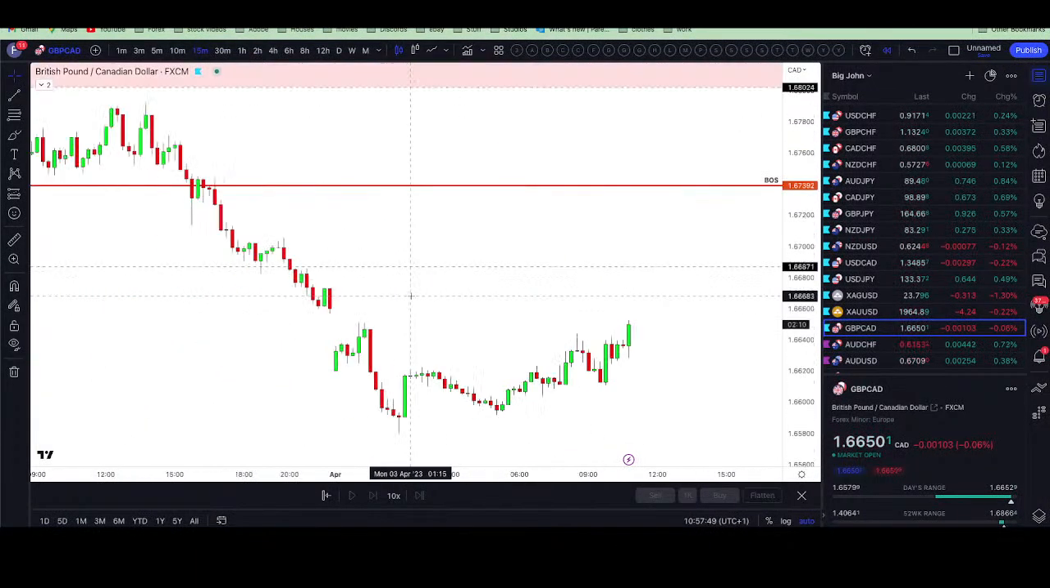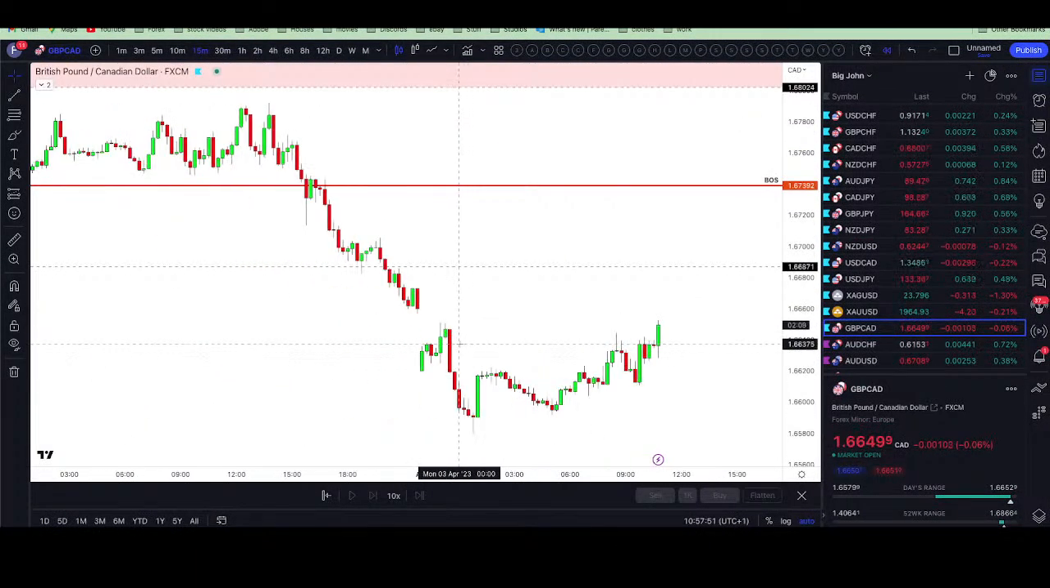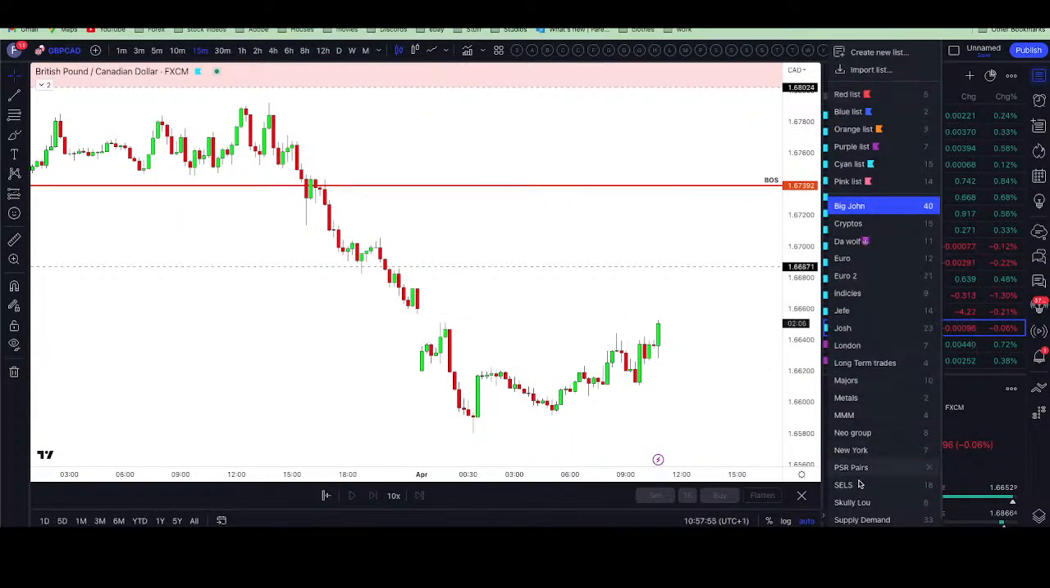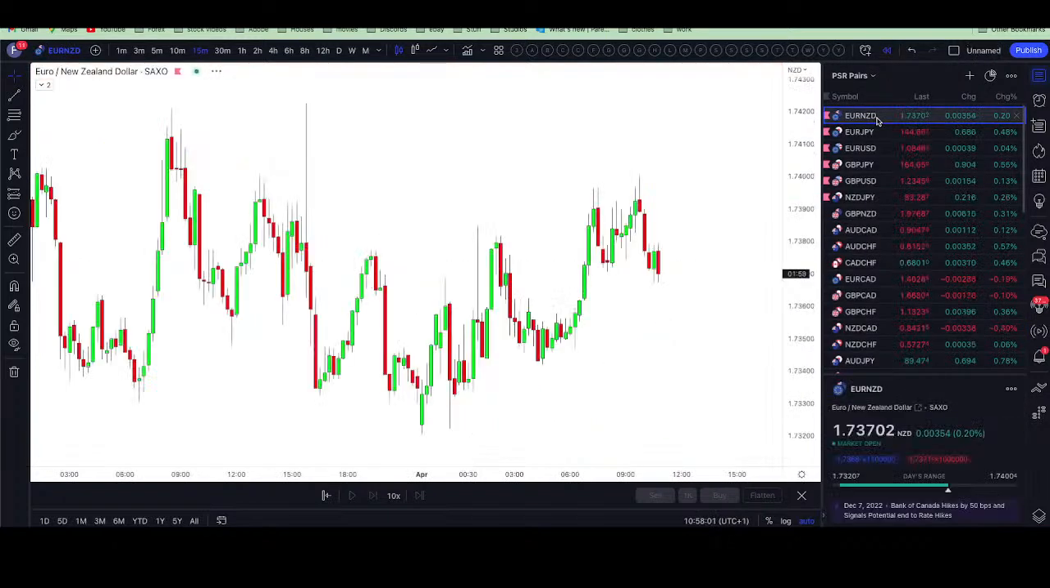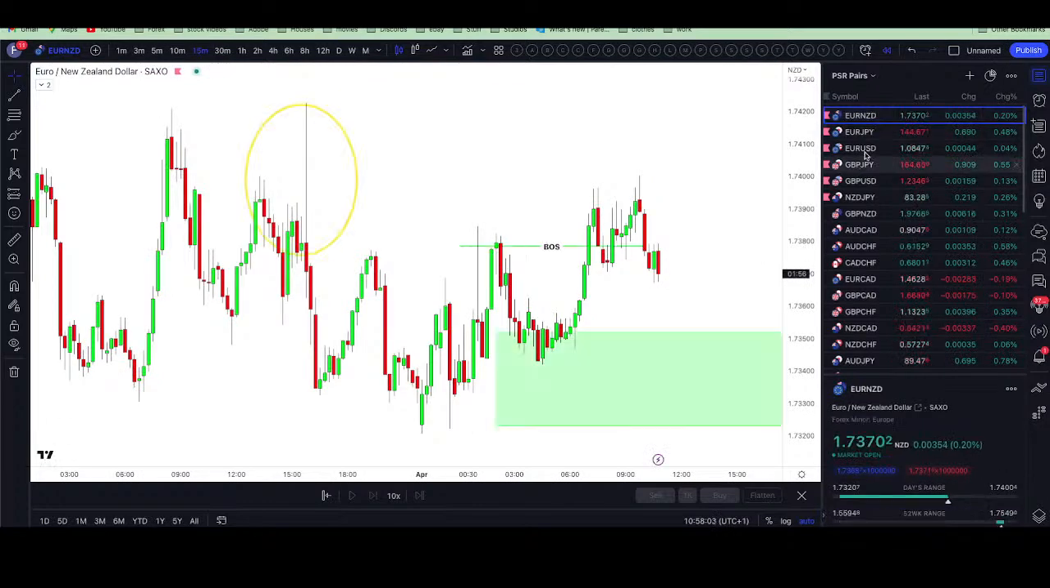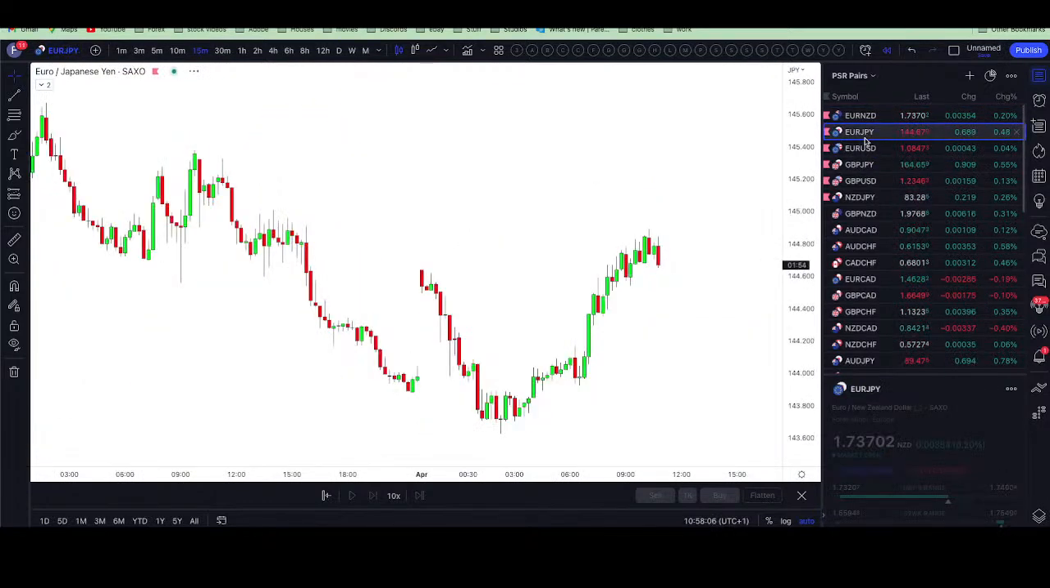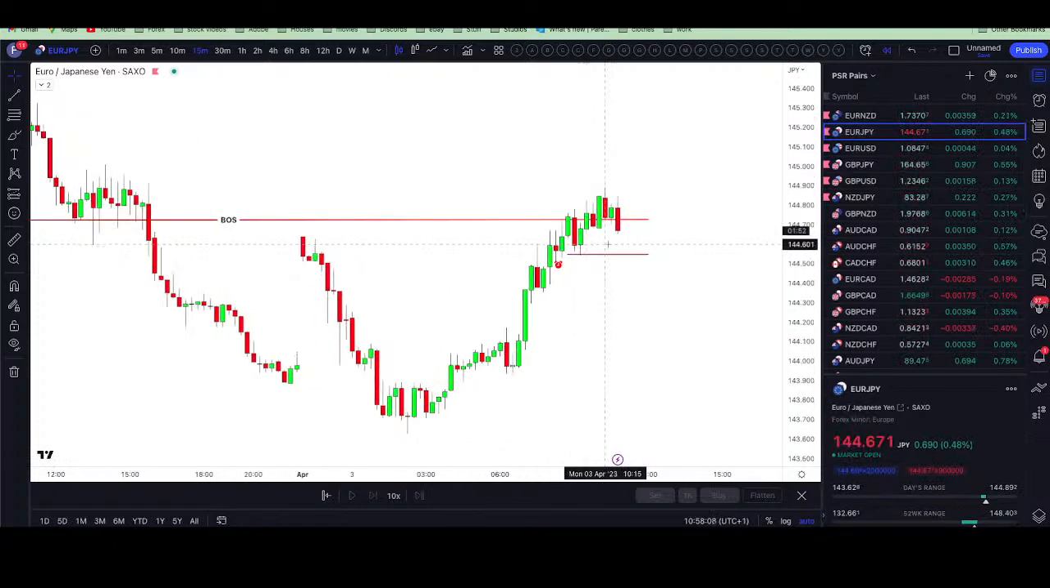GBP CAD is pulling back. Let's go here. Back to here. Euro New Zealand is pulling back. Euro JPY. Okay, we're starting to see the pullback now.